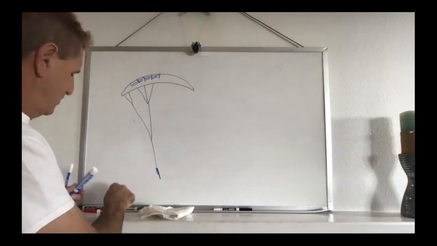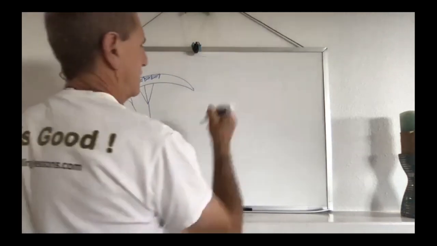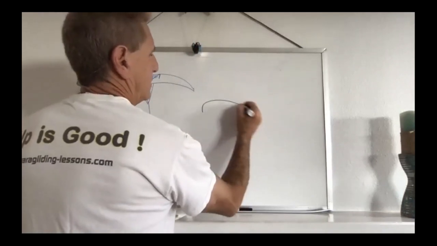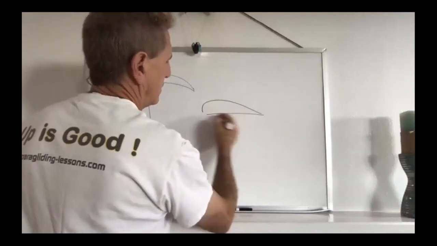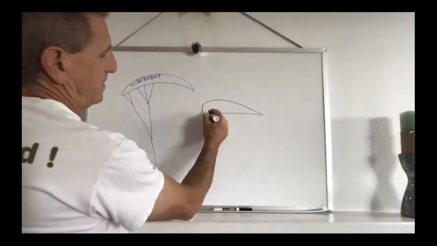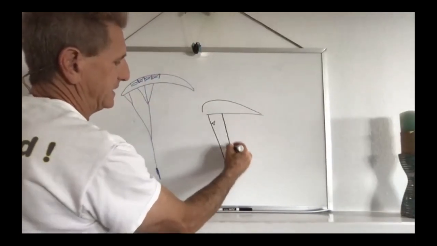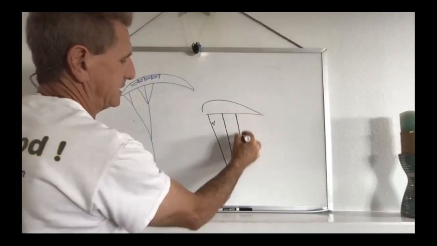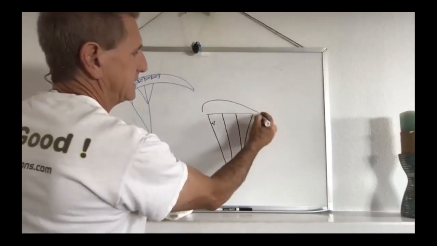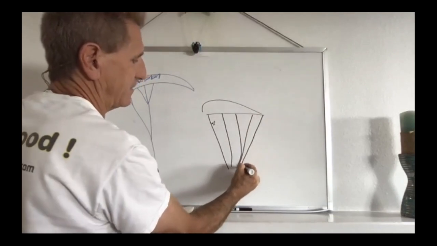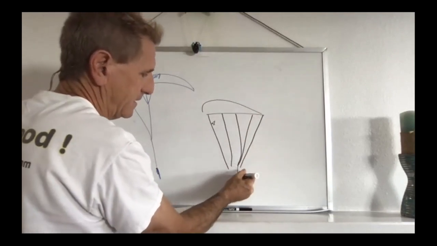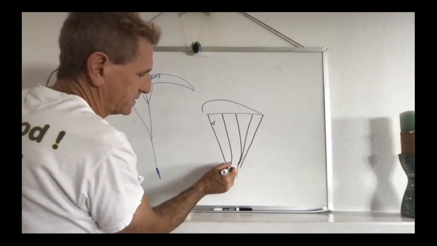A side view of the wing here, you've got the front lines coming down, the A's, the B's, the C's, and the D's, and then a brake line coming down here. Here's the webbing. This is called the riser system down here.